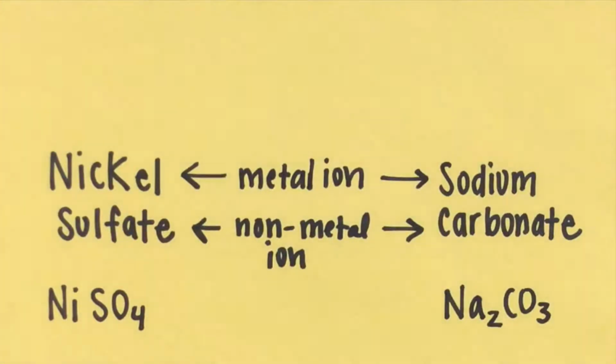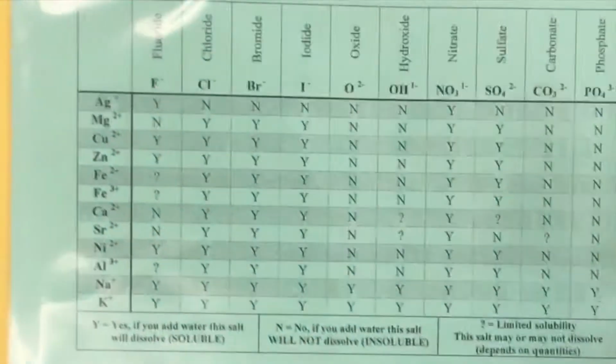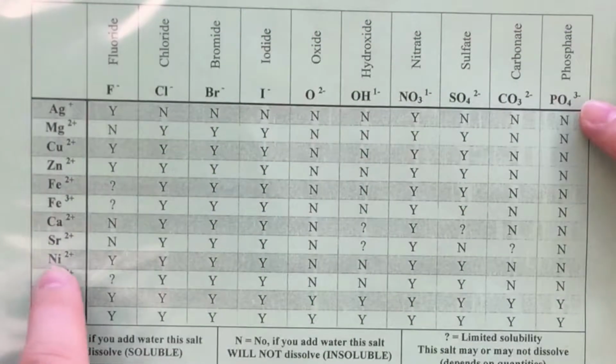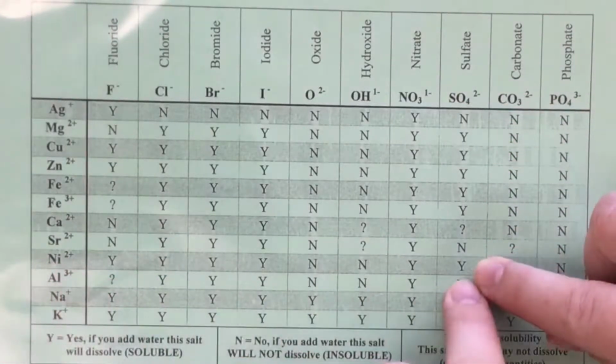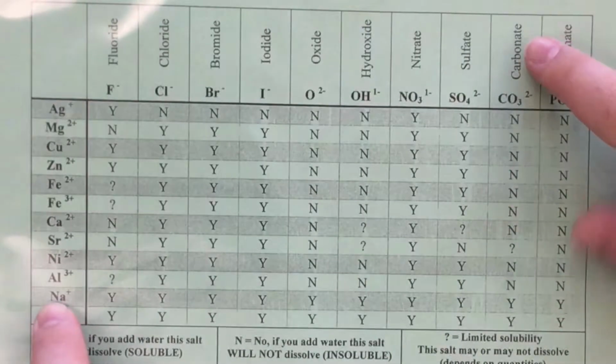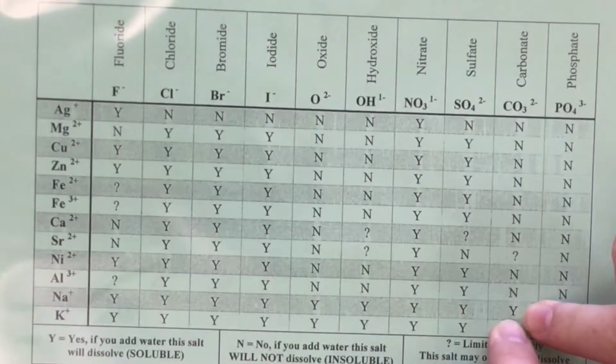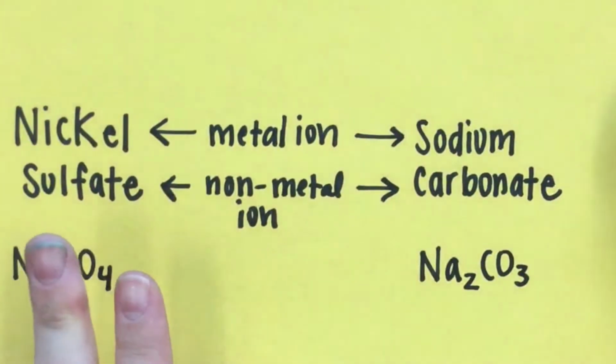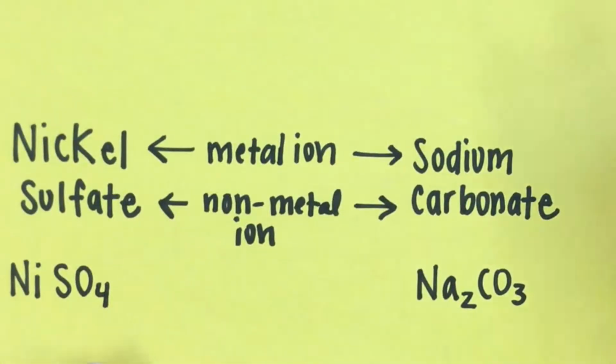These two salts are soluble. I know that because of the periodic table. So if we go on to the back, we can find nickel with sulfate is a yes, meaning it'll dissolve in water, as well as sodium and carbonate is a yes, it will dissolve in water. So I'd like to show you a couple different ways to visualize what it means to be soluble.